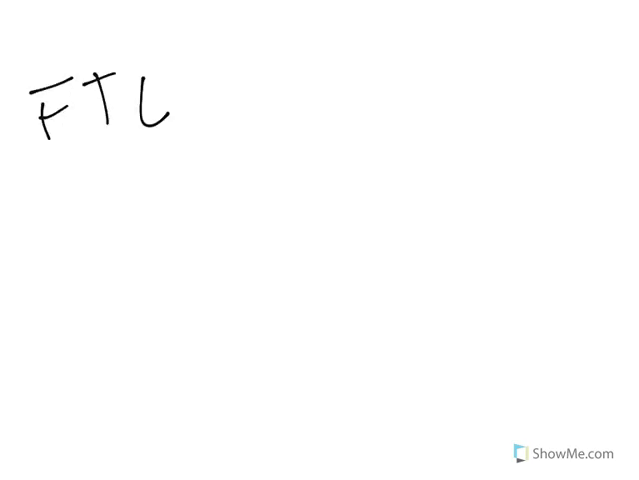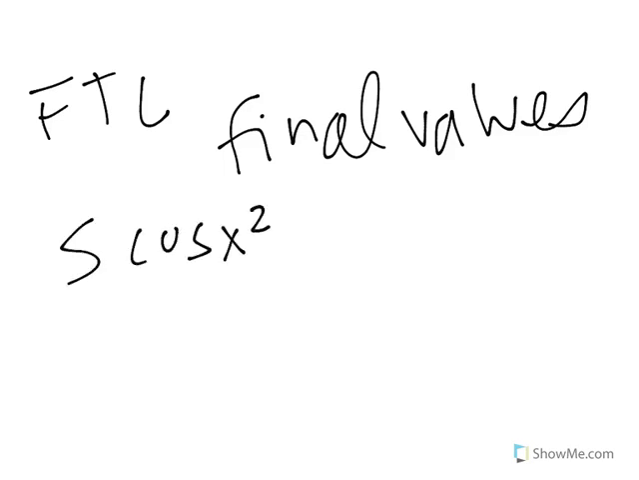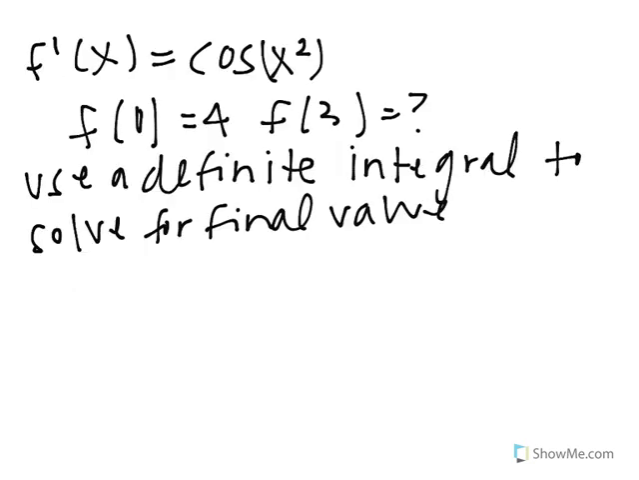FTC is often used to find final values. This is especially important on integrals that you can't do by hand, and your calculator can't do it either. For example, the integral of the cosine of x squared dx, you just can't do it. You can, however, find a final position or value by taking the definite integral and adding an initial value.